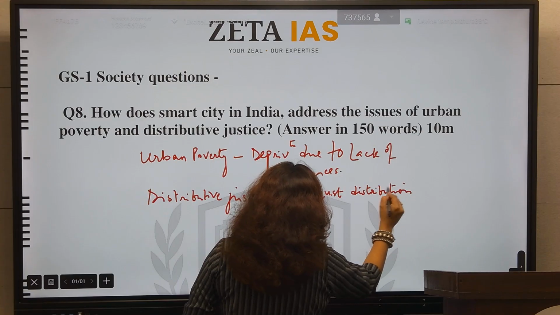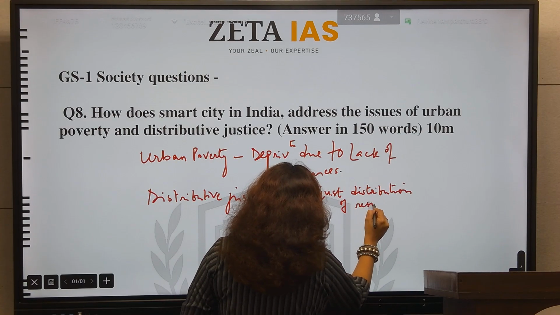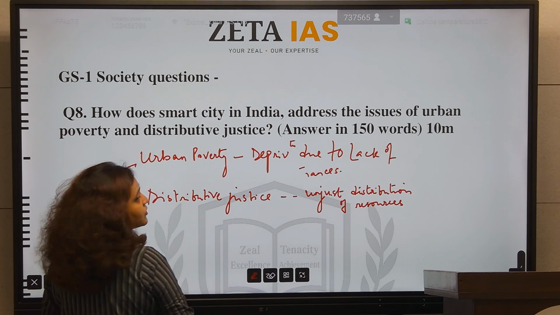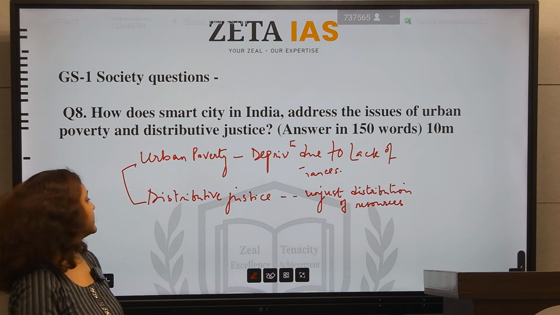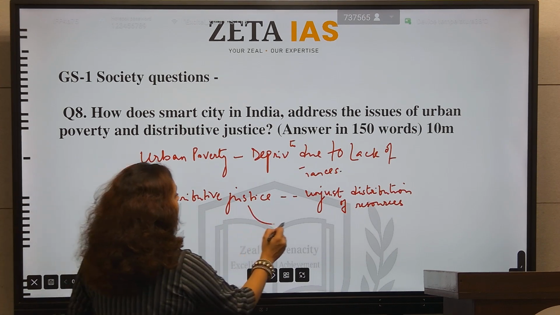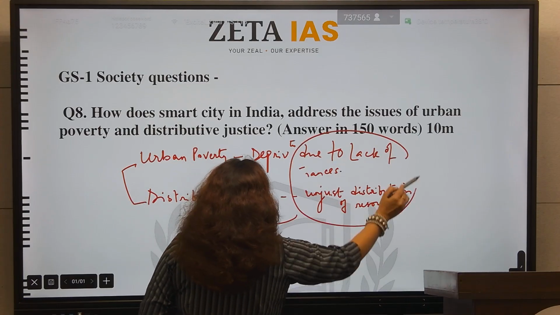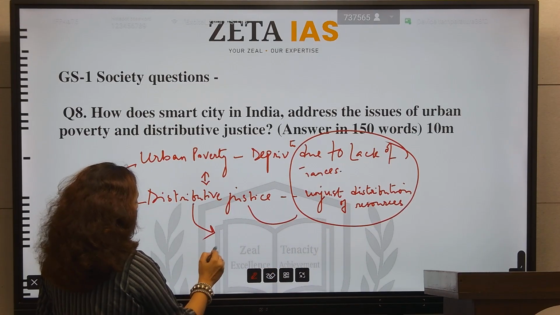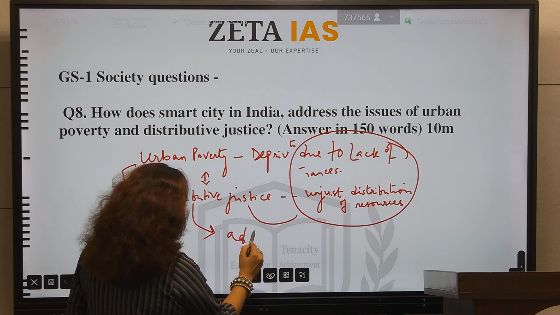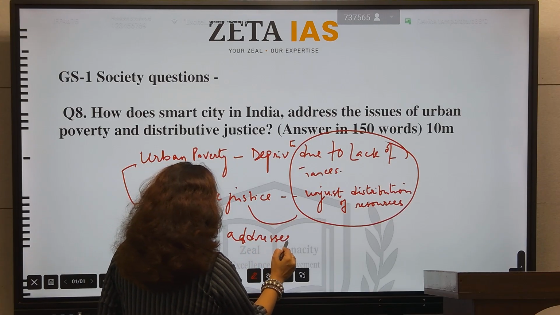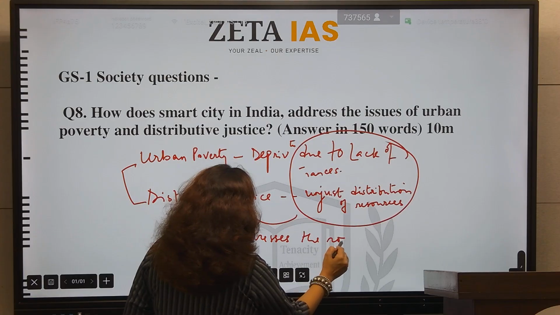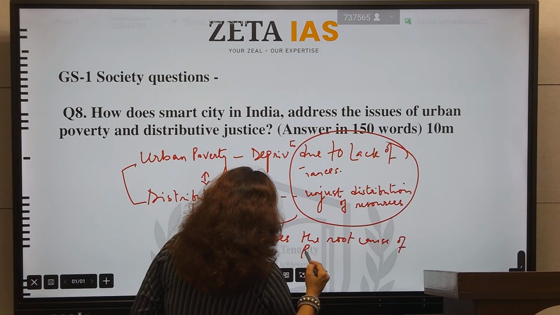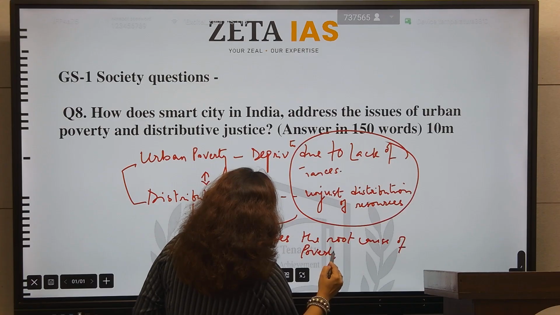unjust distribution of resources. Now, if you see the definition, these two are very different terms, but they are overlapping because distributive justice directly addresses the issue, the root cause of poverty, including urban poverty.